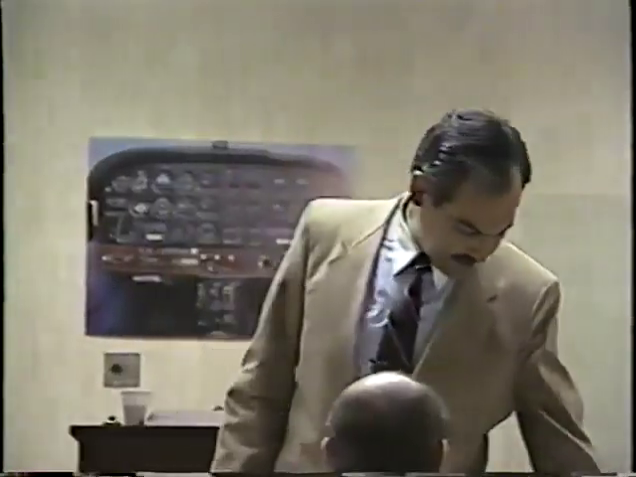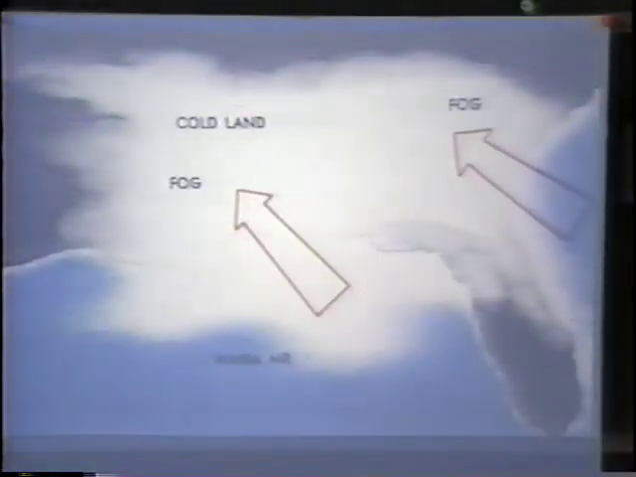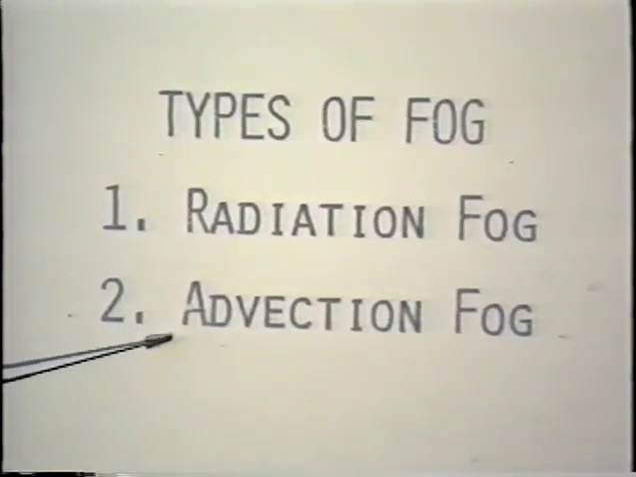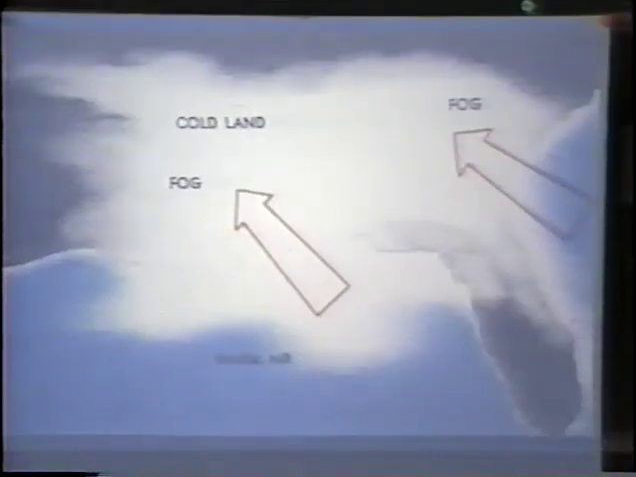Now, another type of fog is called advection fog. And here's a picture of advection fog. Now, what is advection? Well, what's convection? This is convection, isn't it? This is convection, the vertical movement of air. Advection is the horizontal movement of air.